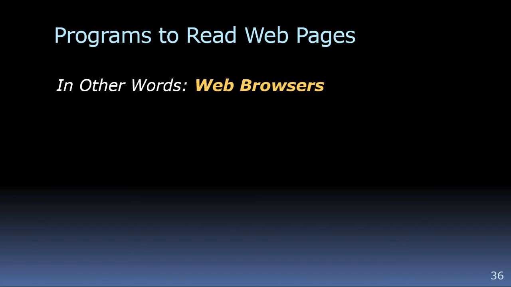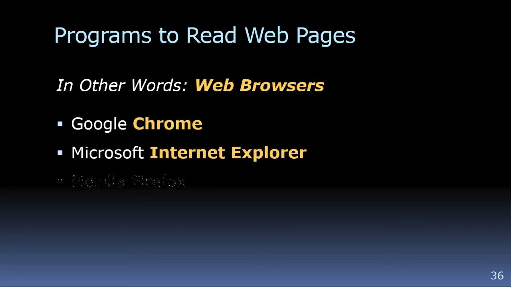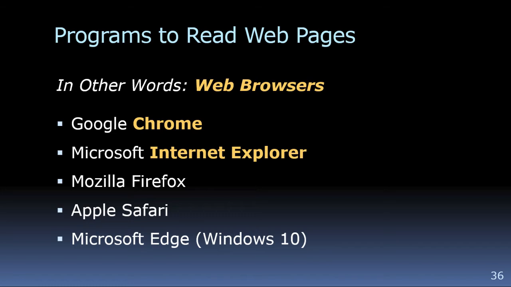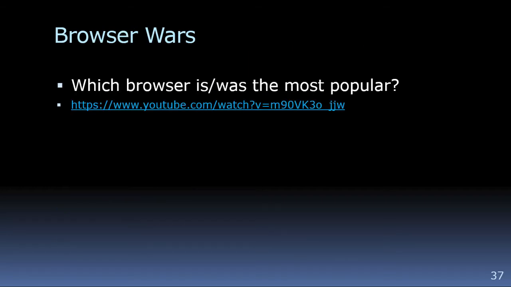Now, you need a program to read the web pages, and we call that program the web browser. And there's a bunch of different programs. There's Google Chrome, Internet Explorer, Firefox, Safari, and Microsoft Edge. If you're using Windows 10, of course, that's the new one that's kind of replacing Internet Explorer. Now, it's interesting to see how, over the years, some browsers became more popular and became unpopular. If you have some time, just click on this link here. It's a very interesting video to see how some browsers became more popular and then less popular.